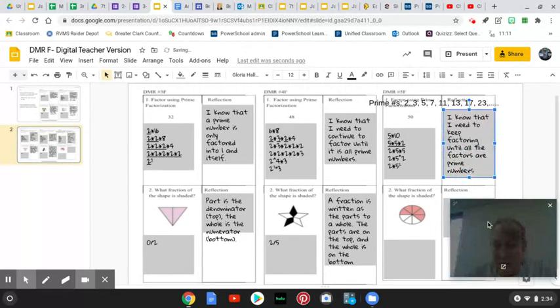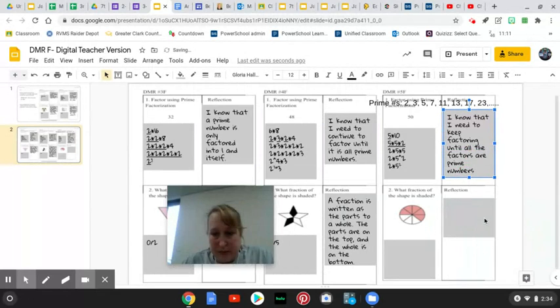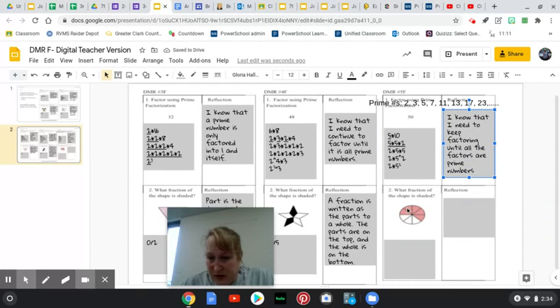I'm going to have to move this. Hopefully it'll let me. This one is what fraction of the shape is shaded. I'm going to count the whole thing. 1, 2, 3, 4, 5, 6, 7, 8. So the denominator is 8.